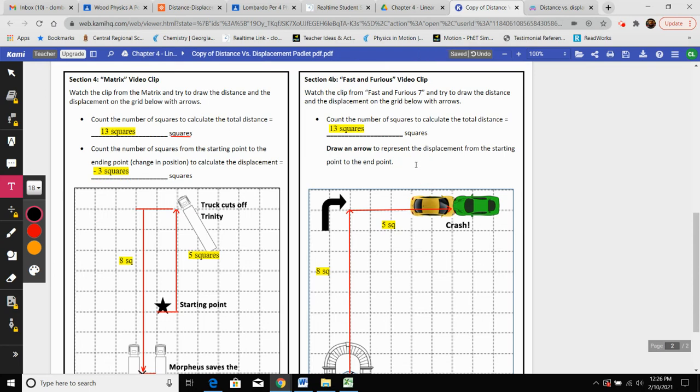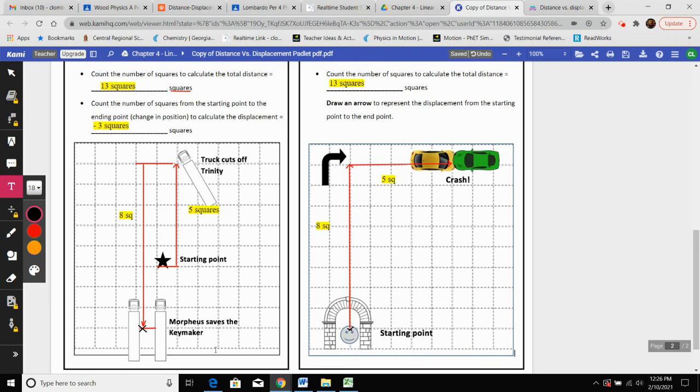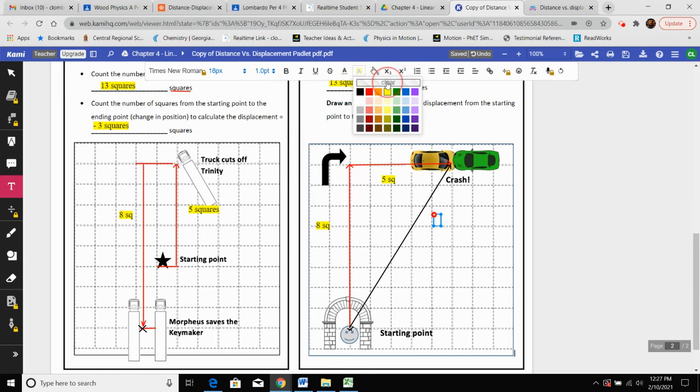Now, I asked you to do this in class. Draw an arrow to represent the displacement. So I did this in black, going from the starting point all the way to the end point. That would represent our displacement, a straight line distance from where you started to where you ended. All right, good. Now, I also specifically asked you guys to calculate the value for the displacement, calculate the magnitude.